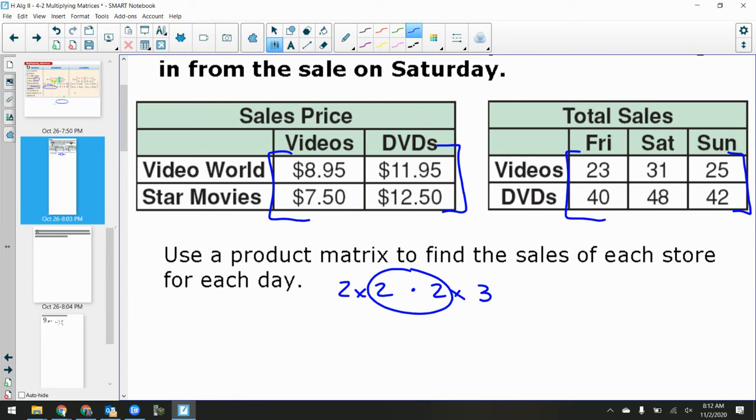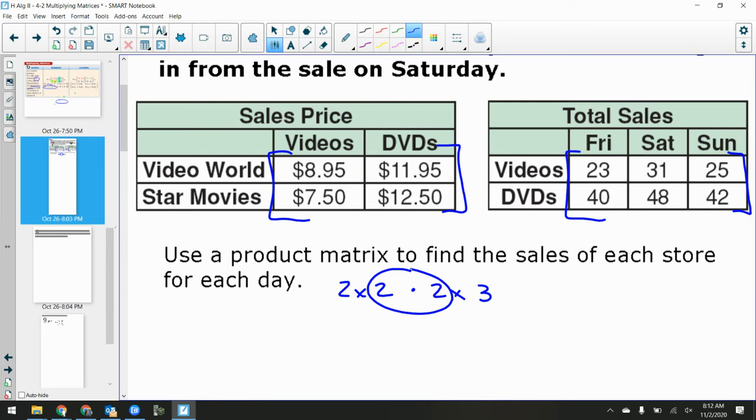What was the label on this piece here? What was the label on the column out of matrix 1? What was the label on the columns? Videos and DVDs, right? The label on the columns here, it's row then column, right? The label on the columns is videos and DVDs. What was the label on the rows here? So it has to match to be able to multiply those things, right? Not only do the number of rows and columns have to match, but also the labels, the meaning of those pieces must match as well.